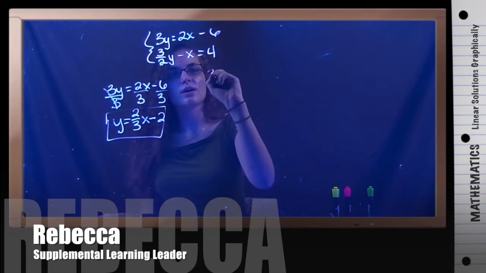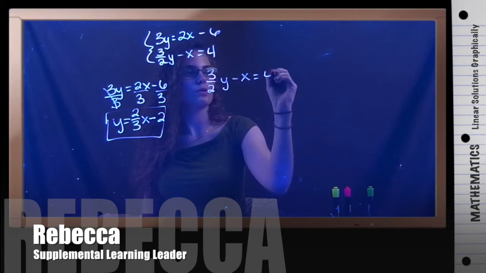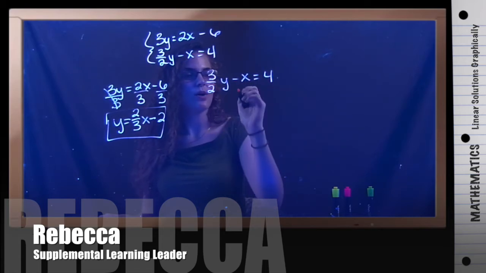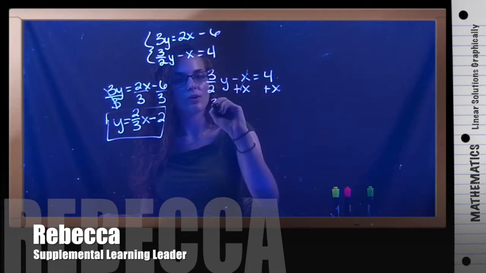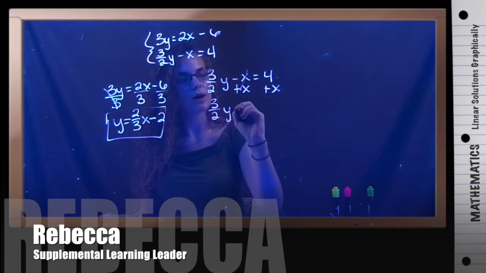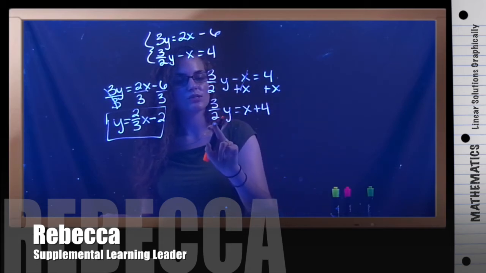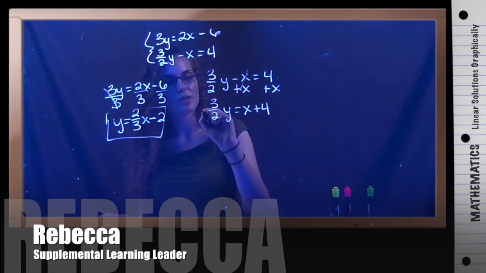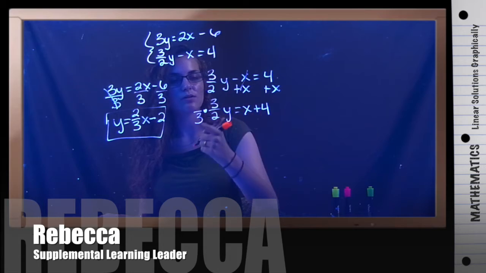Now for our second one, we have 3 over 2y minus x equals 4. So to isolate y, we first have to add x to both sides, so that we have 3 over 2y equals x plus 4. Now, to get rid of this fraction, we know we're going to have to divide by 3, because 3 times y. That's how we can get rid of the 3.